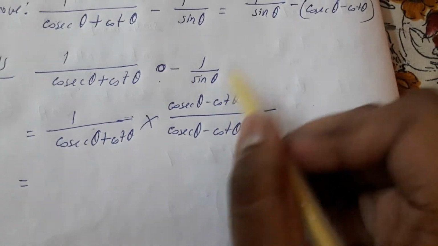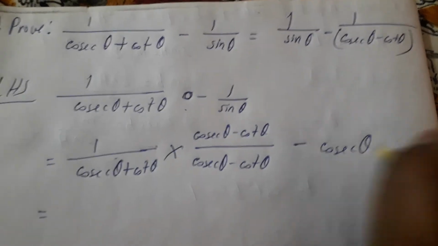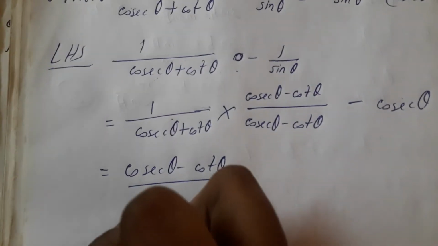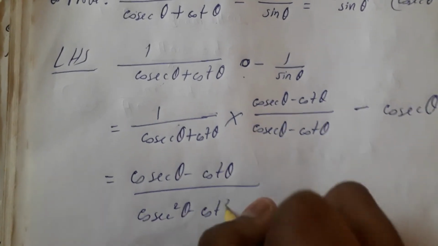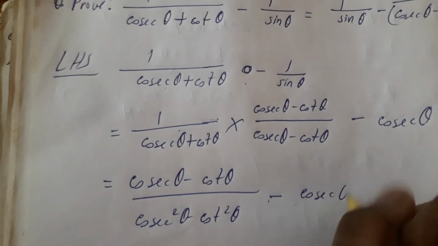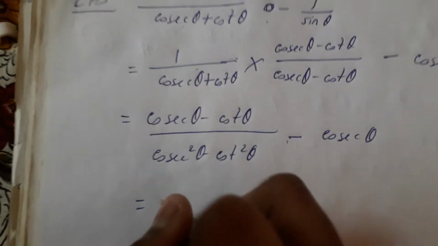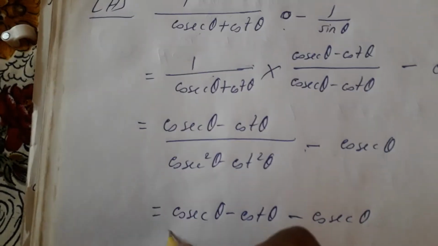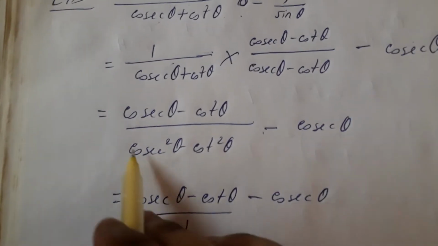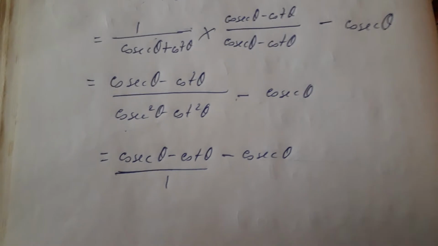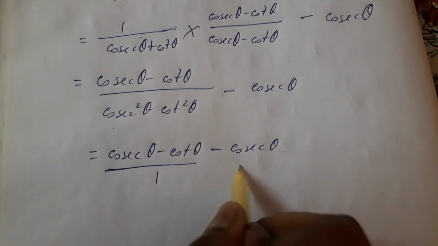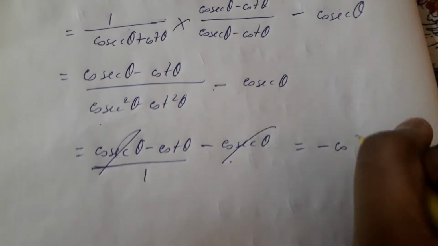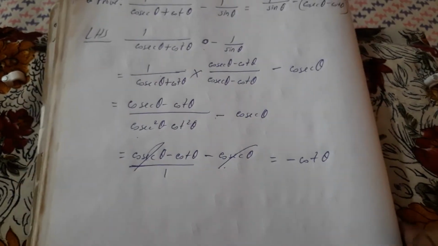and this will be as well as, now see, 1 by sin theta means cosec theta, so write it as cosec theta. Now see, (cosec theta minus cot theta) divided by (cosec square theta minus cot square theta), then minus cosec theta. Now see, cosec theta minus cot theta minus cosec theta, and this will be 1. Okay, cosec square theta minus cot square theta is equal to 1. You have to write the reason here. Now see here, plus cosec theta minus cosec theta, so this will be cancelled out and your answer will be minus cot theta. Okay, this is very simple and interesting also.